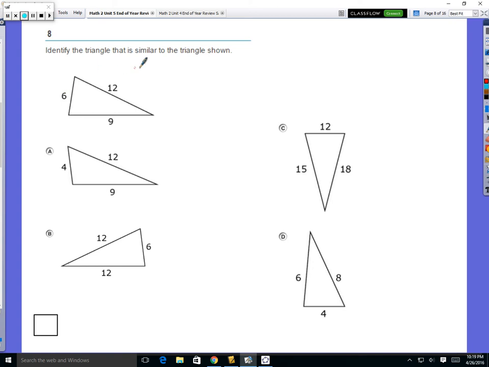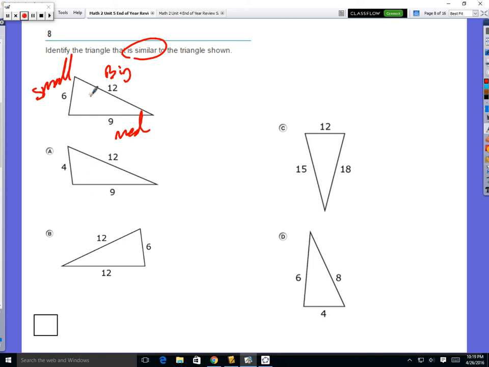Okay, identify the triangle that's similar. So similar means the same shape. And your printout is different than this. It's jacked up, so you can't refer to your printout. So here's the given triangle. Now what you gotta do is this one is the big one, and this one is the small, and this one is the medium. You need to know which one it is.